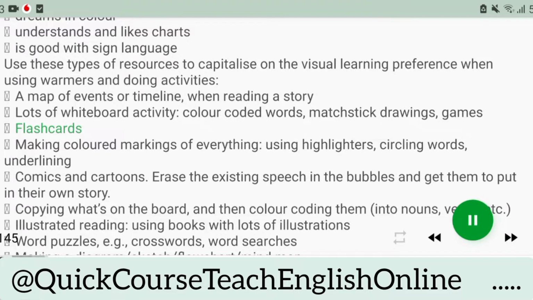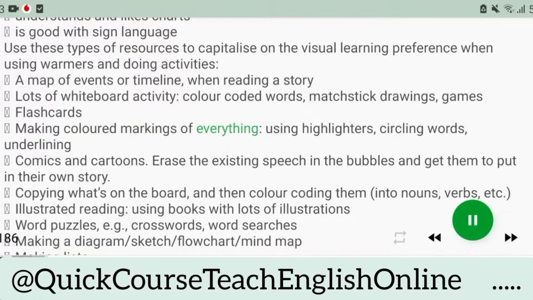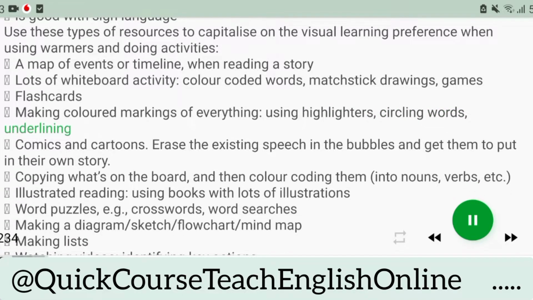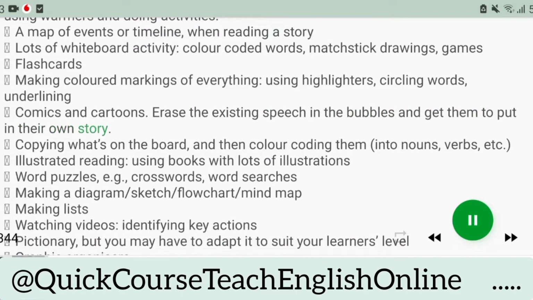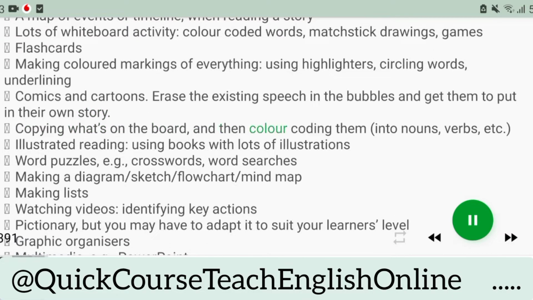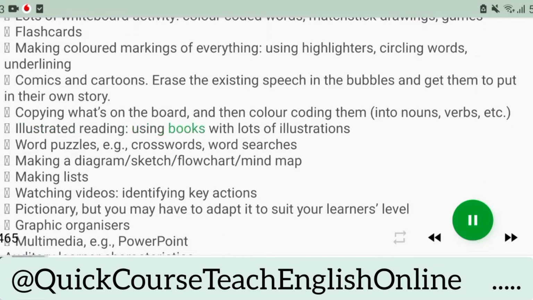Flashcards. Making colored markings of everything, using highlighters, circling words, underlining. Comics and cartoons. Erase the existing speech in the bubbles and get them to put in their own story. Copying what's on the board, and then color-coding them into nouns, verbs, etc. Illustrated reading. Using books with lots of illustrations.